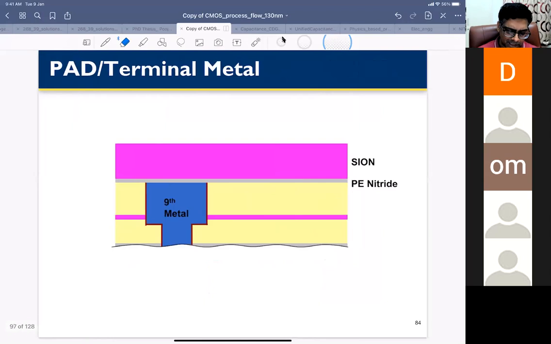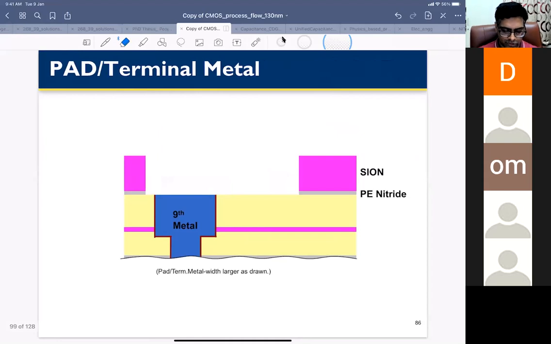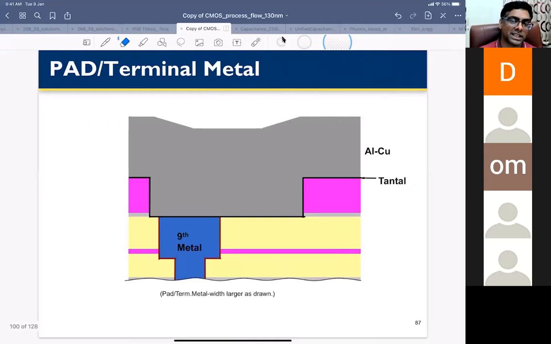Let's say your last metal level is the ninth metal, and after that you have to deposit the terminal metal. You do the same thing: you deposit an intermetal dielectric, then do the lithography, remove some portion of the dielectric and fill it with the next metal. So here I have done the lithography and removed the intermetal dielectric. Then you deposit aluminum, and here aluminum copper is used.